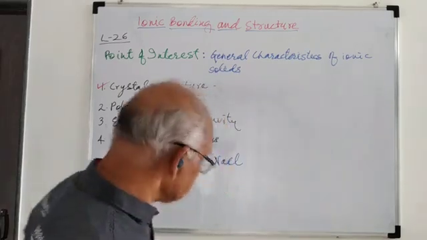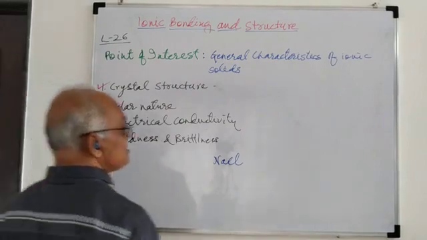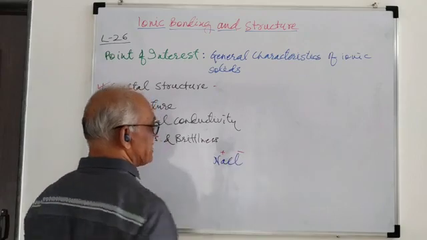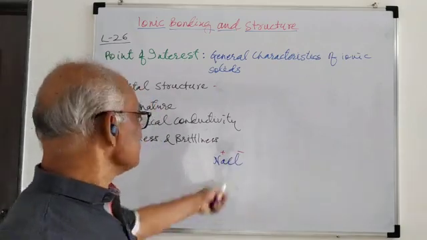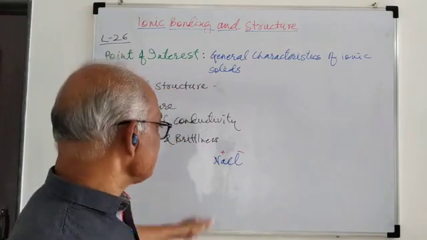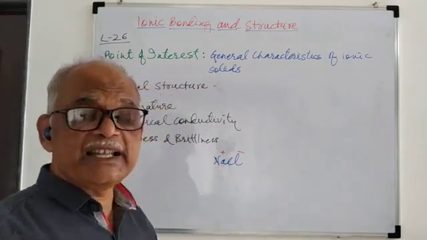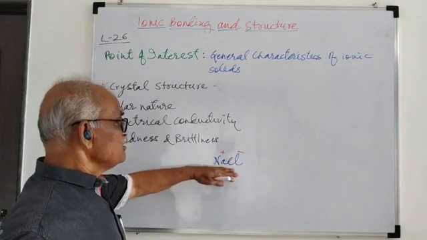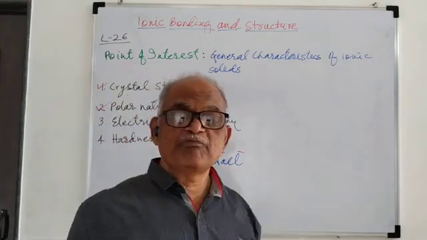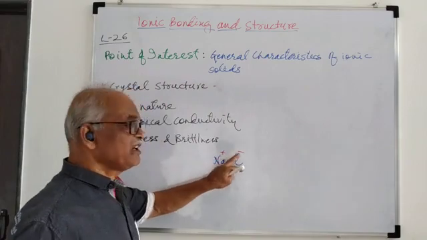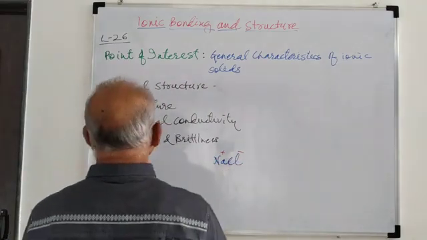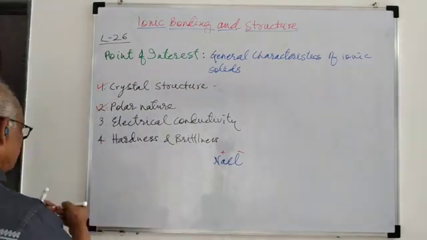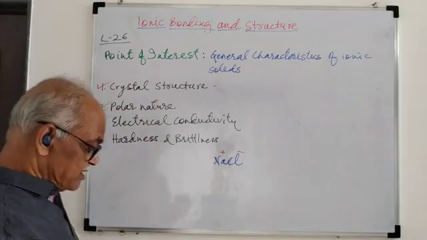Then we will see the next point, that is polar nature. So we can say that this is NaCl. Here Na is plus and Cl is minus. If we consider sodium chloride solid, it has cations and anions, and they are bound together by means of electrostatic force of attraction. So the molecule has a polar nature. It has a positive pole and a negative pole, and that is why it is called the polar nature of the ionic solids.